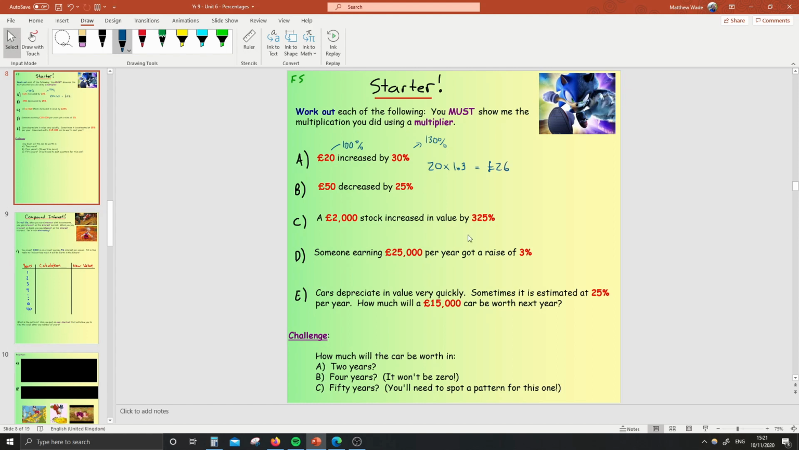Cool. So what I'm going to have you do is show this multiplier step, critically, this multiplier step for every single one of them. Have a little go at B, C, D, E, and the challenge. So you ready? Push pause and go.